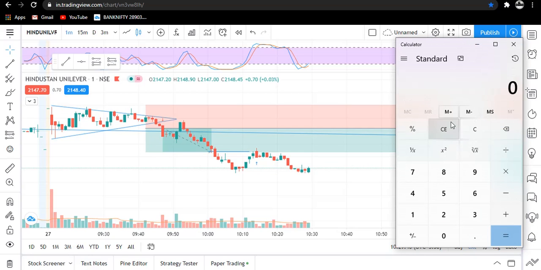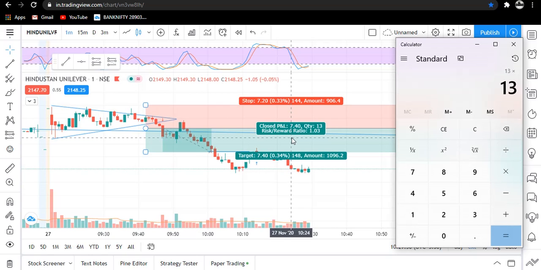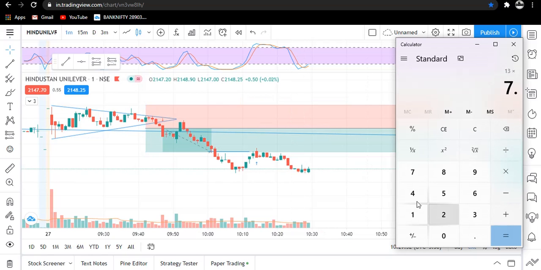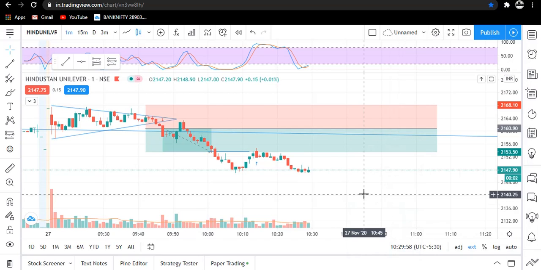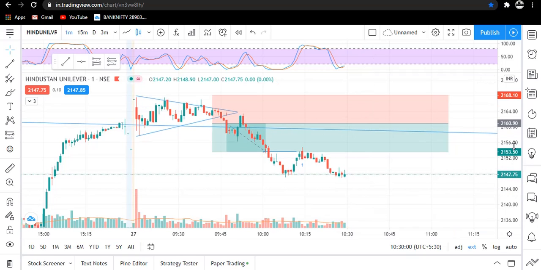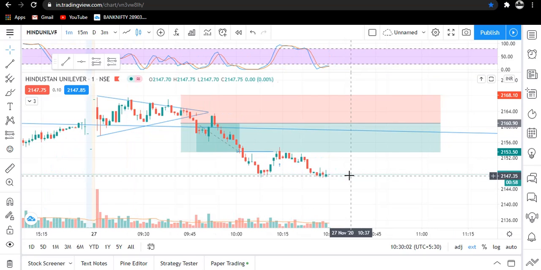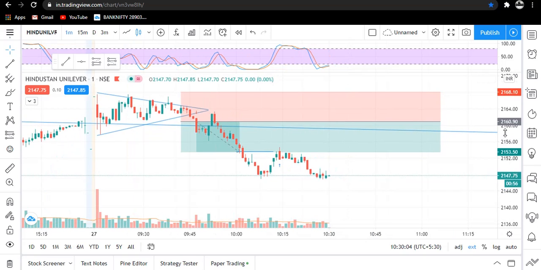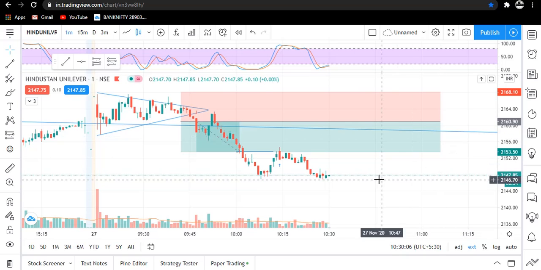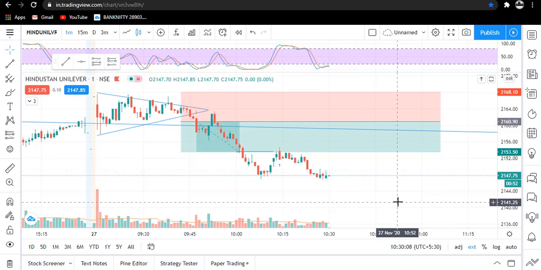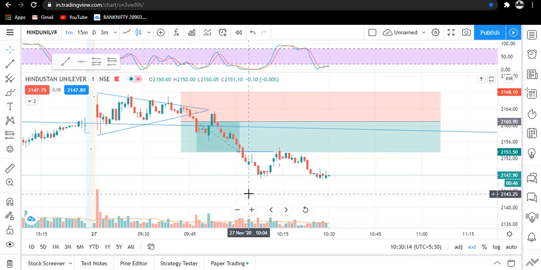So traders, we had 13 quantities and the target points which we achieved is 7.40. So our today's profit is 96 rupees traders, and this is our trade. You can see traders, we could have got double the profit, but due to psychology problems and risk management, this is what happened. So it's okay, we are learning, and I hope you are also learning with me.